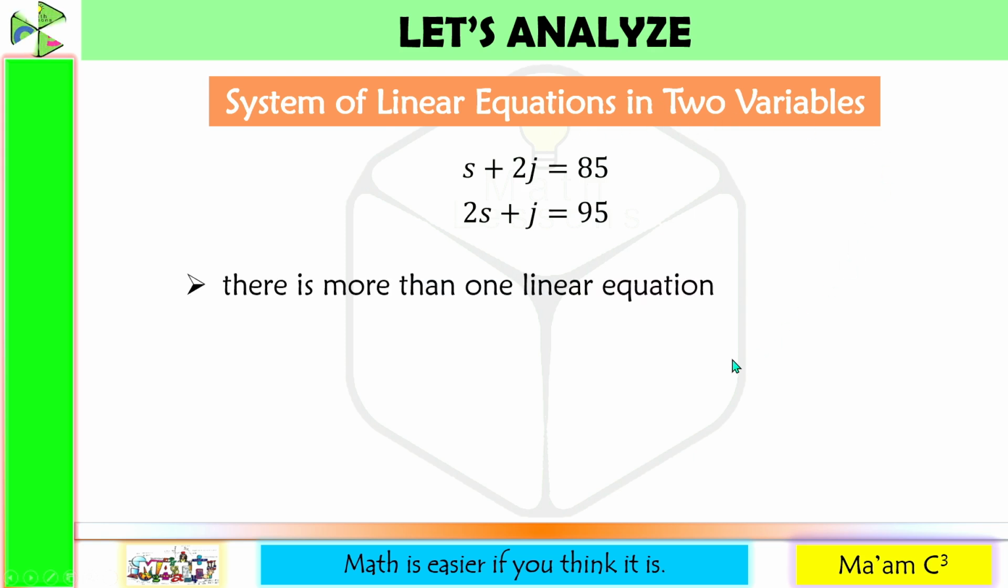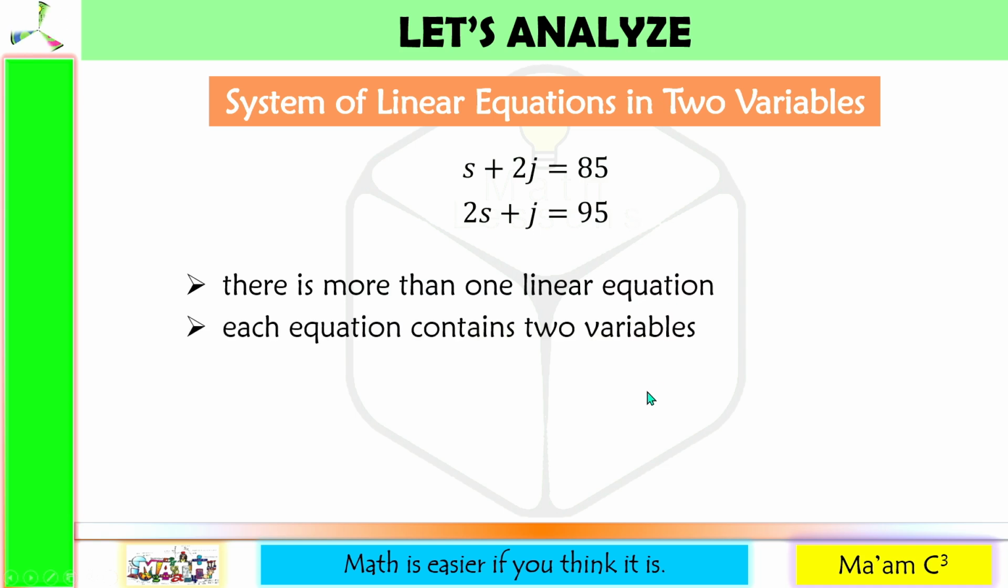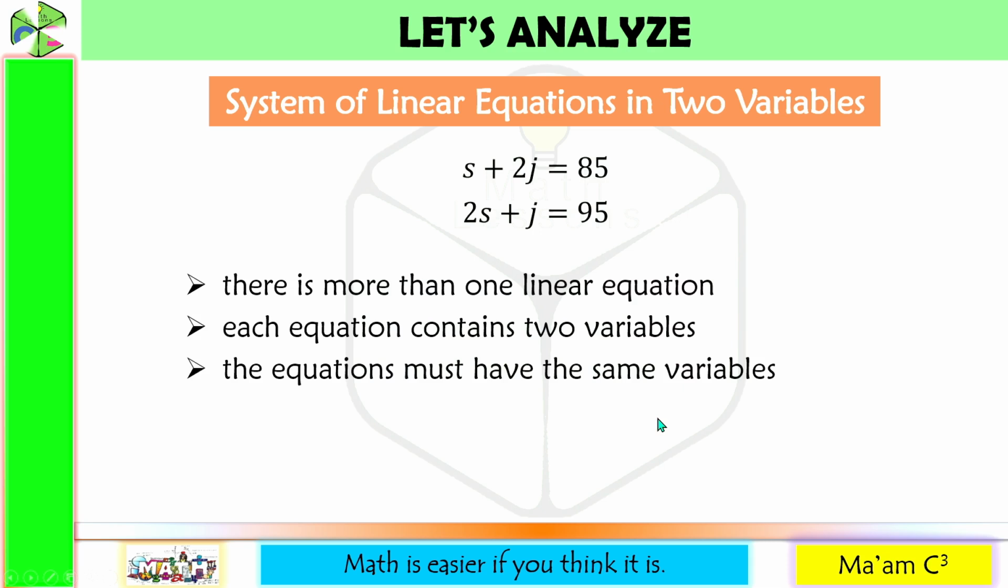First, there is more than one linear equation. In here, we are given two linear equations. Could it be more? Yes, but in this lesson, we are going to deal with only two linear equations. Next one, each equation contains two variables. We have here S and J. We also have here S and J. And the third one is the equations must have the same variables. The first equation uses S and J for variables. Same thing with the second equation. We have S and J as variables.